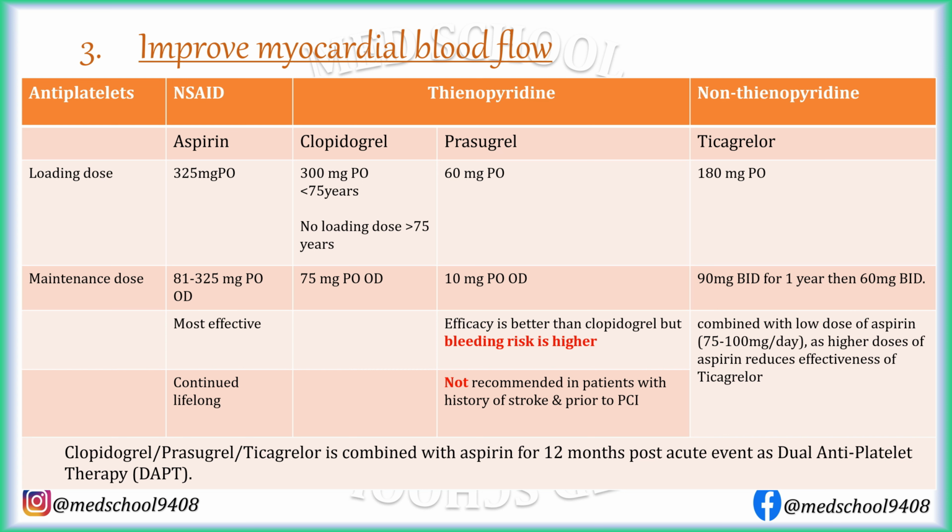Prasugrel also belongs to thienopyridine group. Its loading dose is 60 mg orally followed by maintenance dose of 10 mg once daily. Efficacy of prasugrel is better than clopidogrel, but bleeding risk is higher. Prasugrel is not recommended in patient with history of stroke and prior to percutaneous coronary intervention due to risk of bleeding.